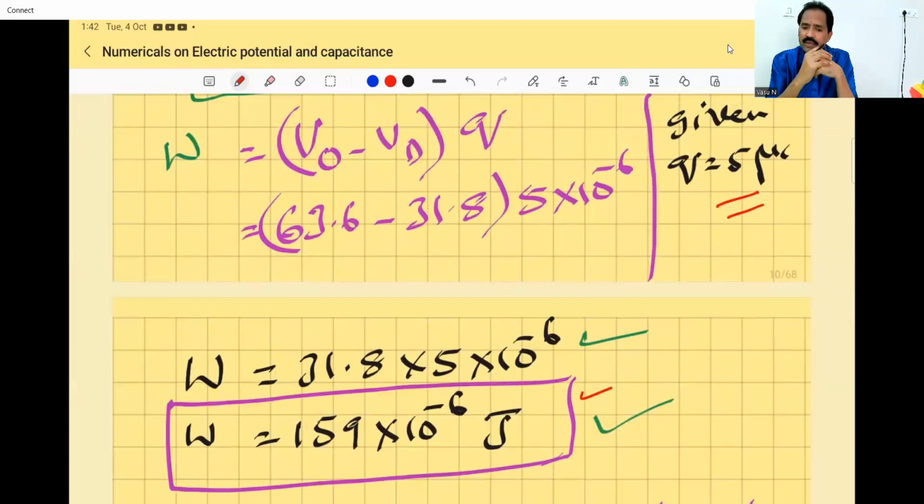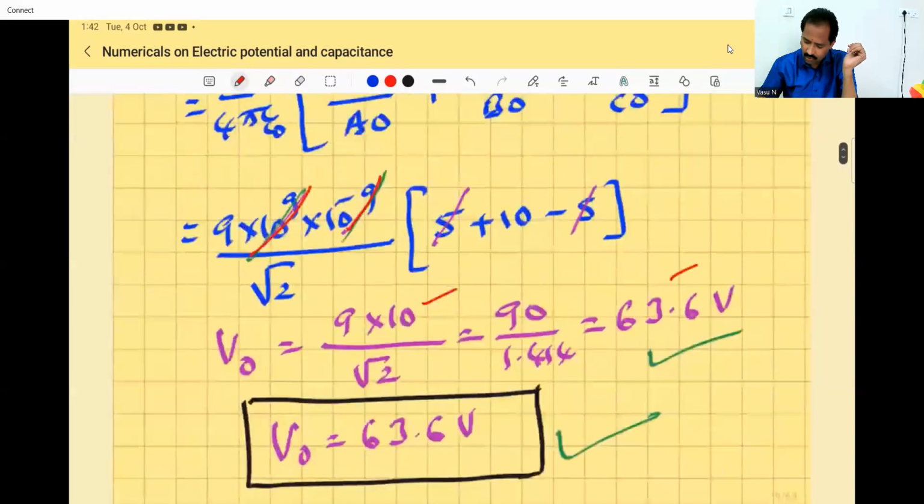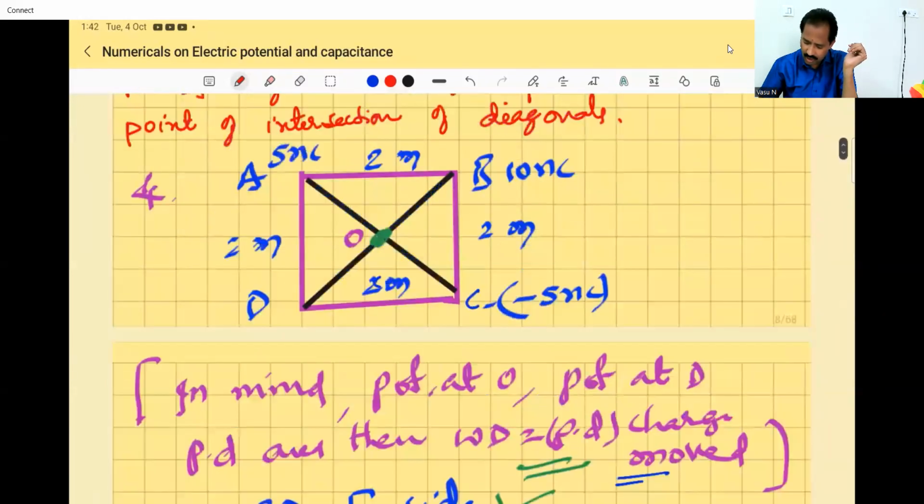159 into 10 power minus 6 joule, write it, or it can be written as 1.59 into 10 to the power of minus 4 joule. Write 1.59 into 10 power minus 4 joule also. So this amount of work is to be done in moving a charge of 5 microcoulomb from corner D to here. Look at this, to move that charge from corner D, this much work has to be done.